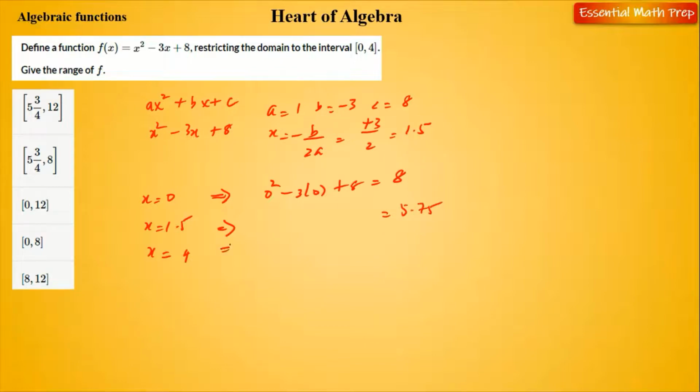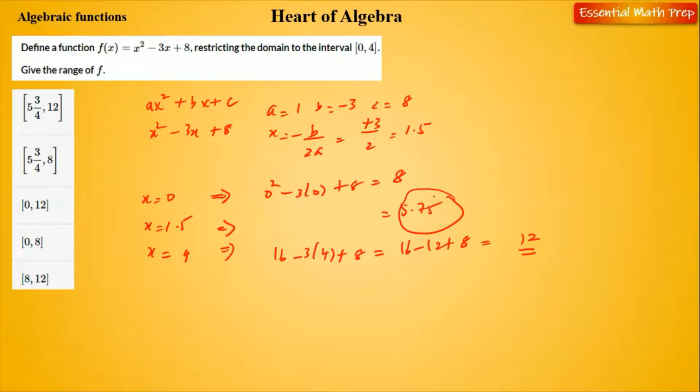And x equals 4 would be 16 minus 3 times 4 plus 8, which equals 16 minus 12 plus 8. That's 4 plus 8 equals 12. So the minimum is 5.75, right?